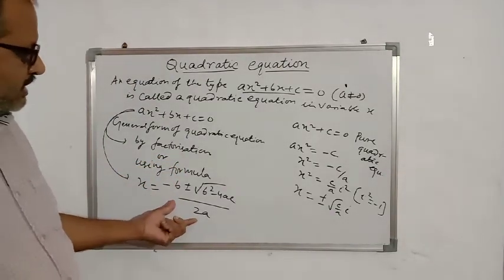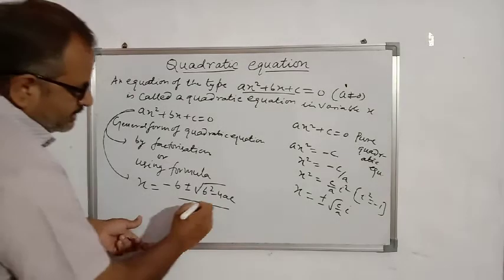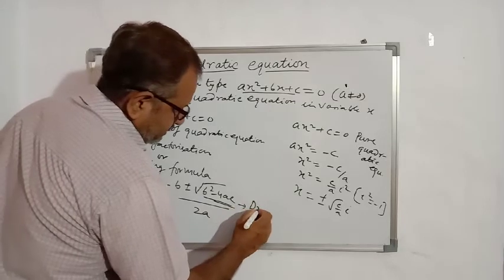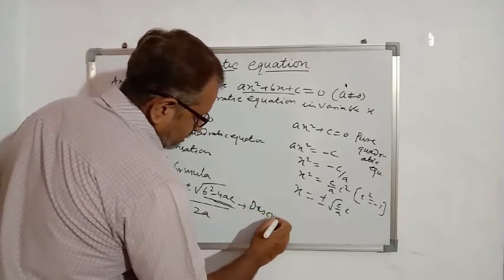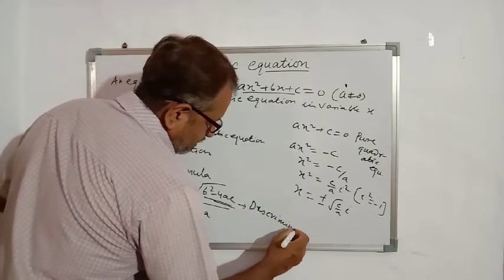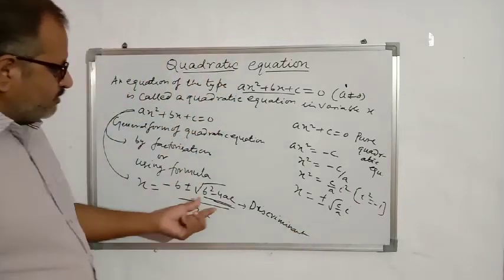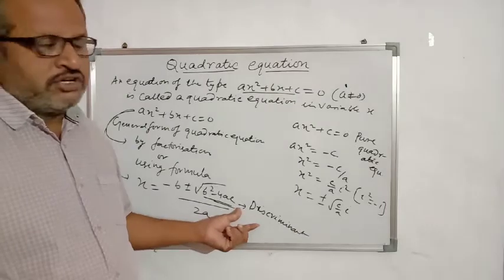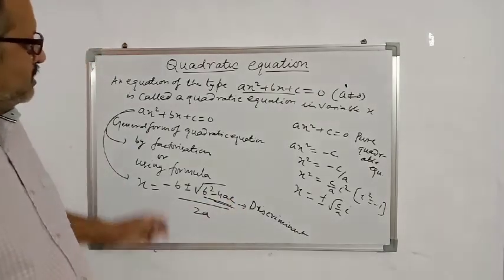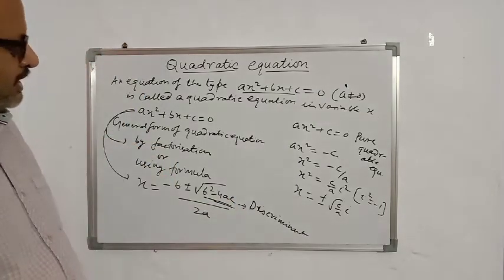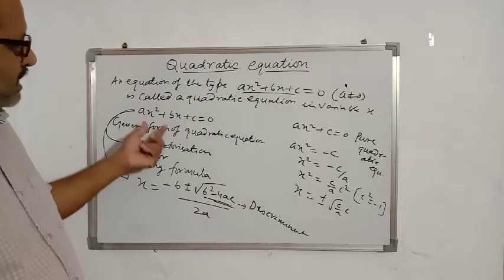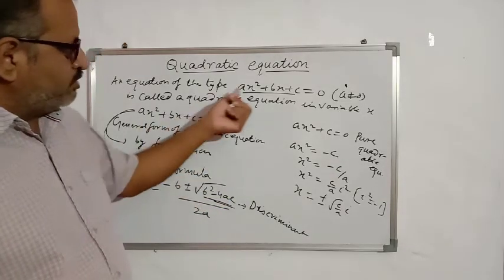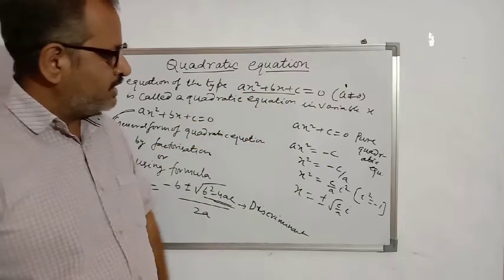This formula is known as Sridharacharya formula. This b square minus 4ac, it is called discriminant. It decides the nature of the roots. So it is the definition of quadratic equation. And how we can solve the quadratic equation means how we can find the values of the variable present in the equation.